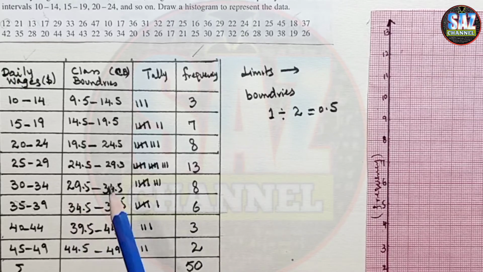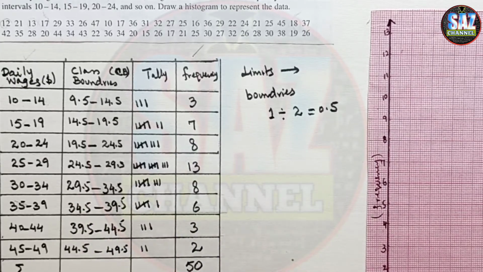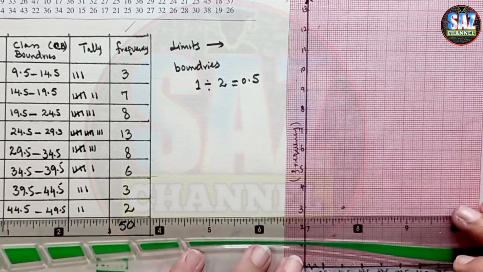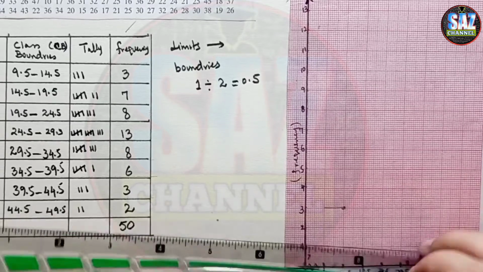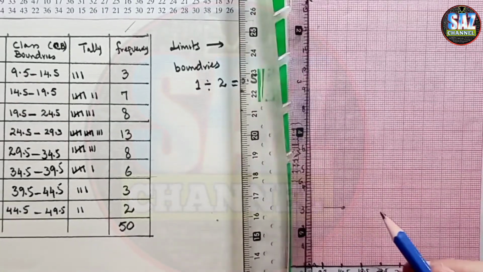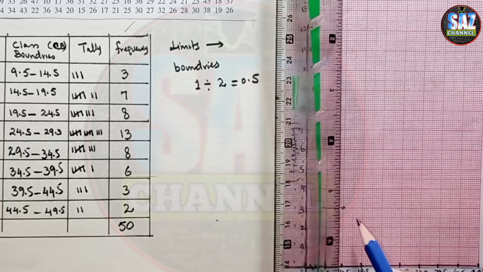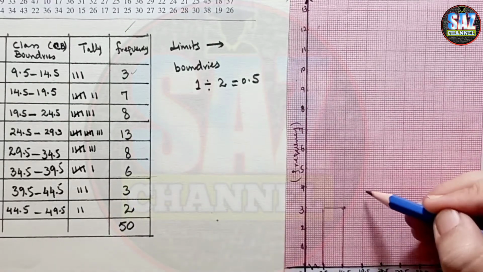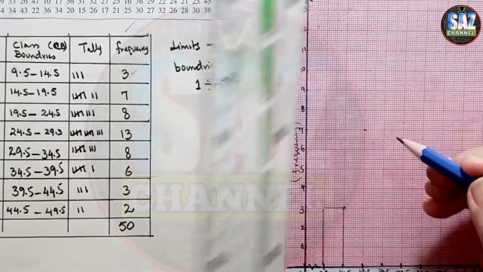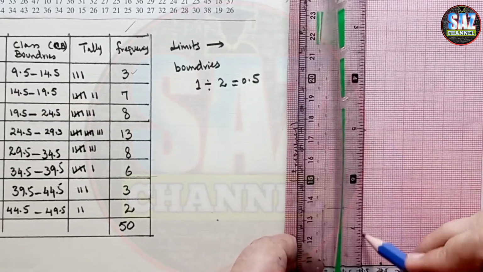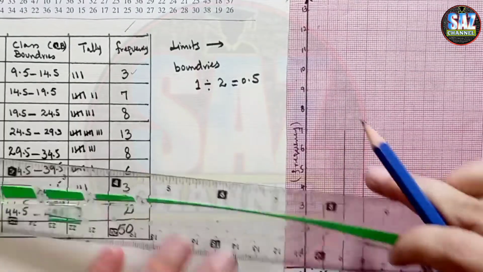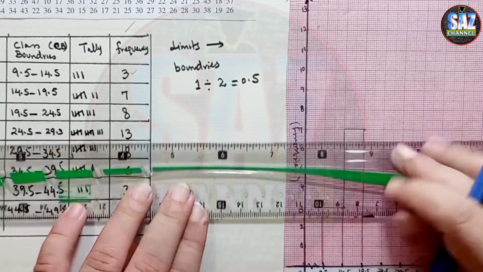So let's move to plotting the graph. The frequency for the first class, 9.5 to 14.5, is 3. Then let me complete my rectangle from 9.5 to 14.5. I do not have to join it with the y-axis. I have to begin from 9.5 and end at 14.5, and the next one is 7. So I have to reach in front of 7 and then complete this rectangle. Do your work carefully, please.